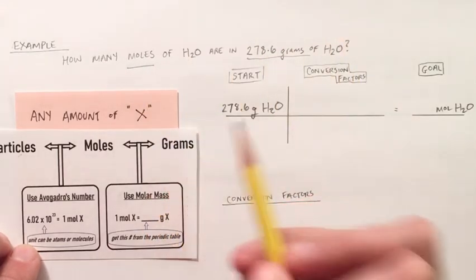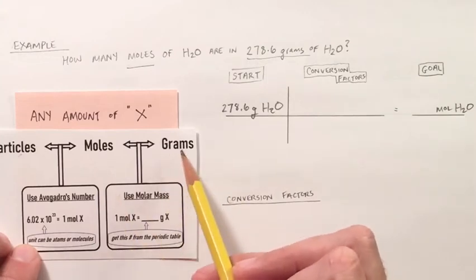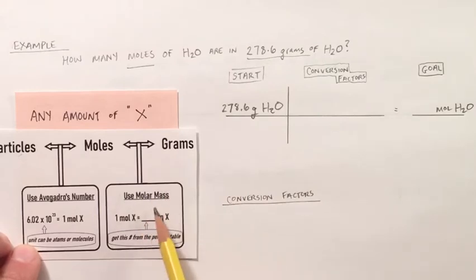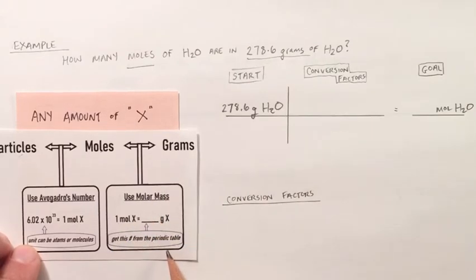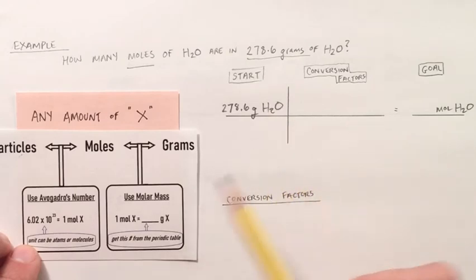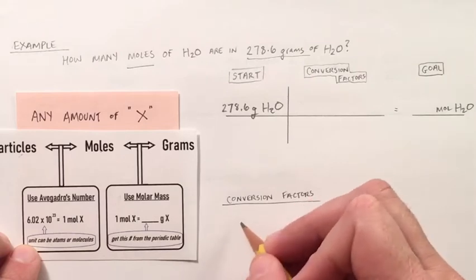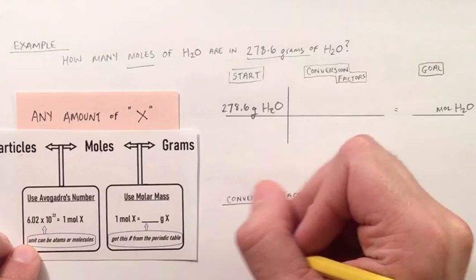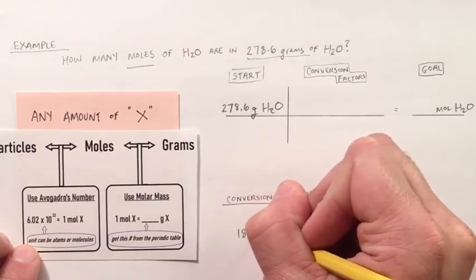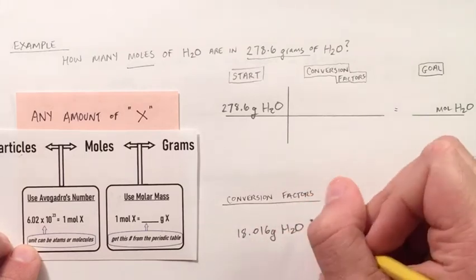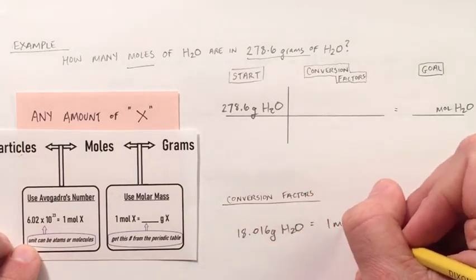So we look at our flow chart. To get from grams to moles, we need a molar mass. To find this molar mass, we'll have to look at our periodic table. In our previous video, we did find the molar mass for H2O already. If you need help finding molar mass, look at this other video. But that conversion factor is going to be 18.016 grams of H2O. I found that from the periodic table. That is equal to 1 mole H2O.